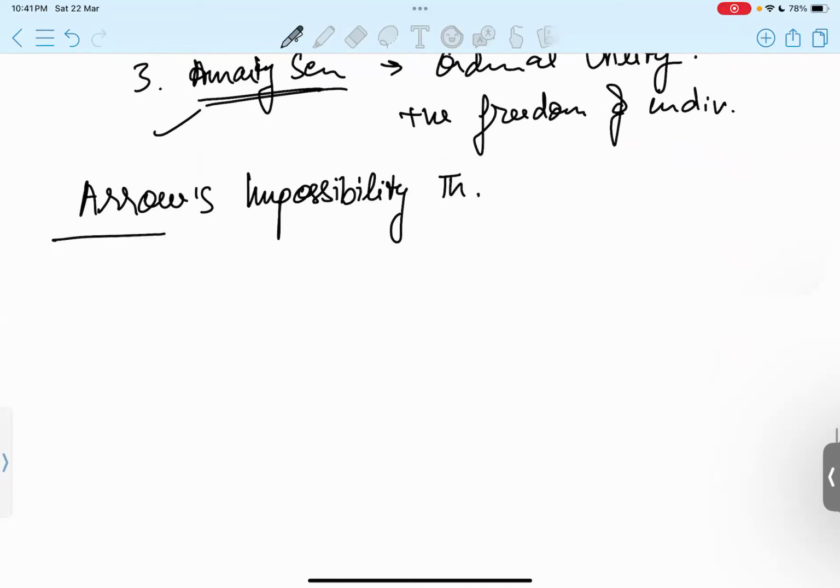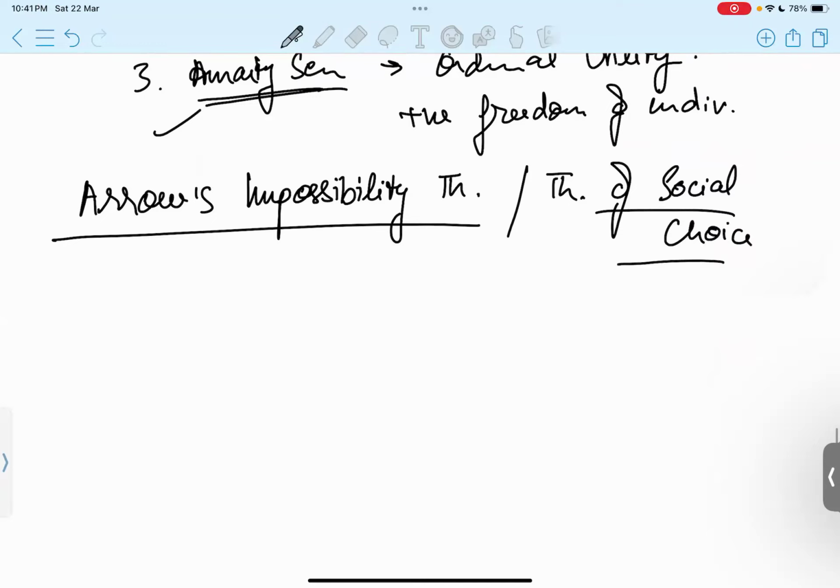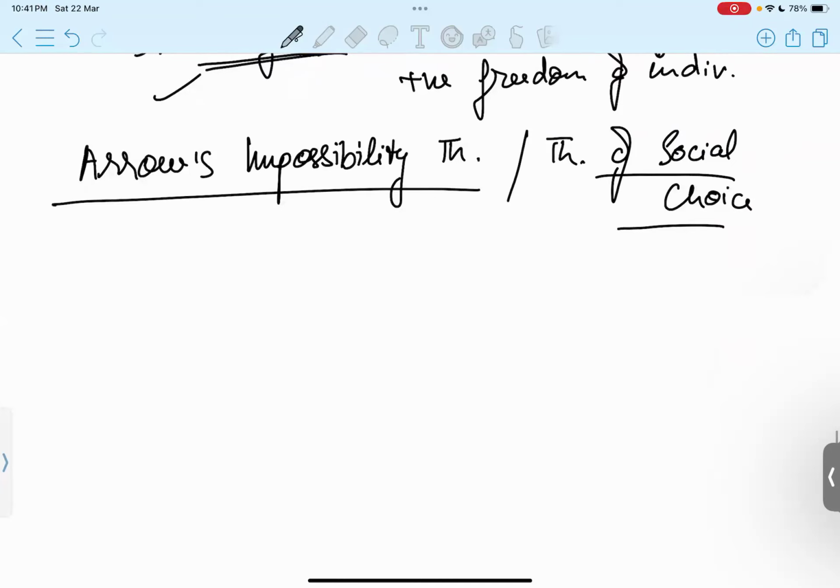Arrow's impossibility theorem, which is also known as the theorem of social choice. Under this, we say that it is difficult to set up the democratic processes to aggregate the individual preferences. Because what is the purpose of using the democratic process? That is the decision of the majority of people of the community, because we want to know what the individual preferences are, and those preferences will be used to build the social welfare function. So he says it is difficult to set up that democratic process itself.